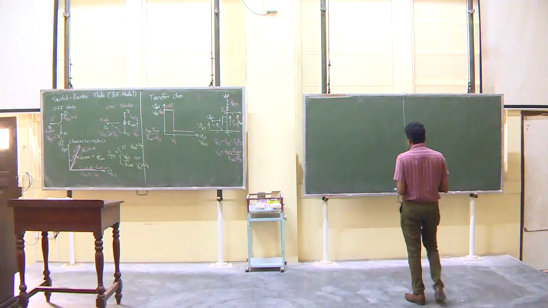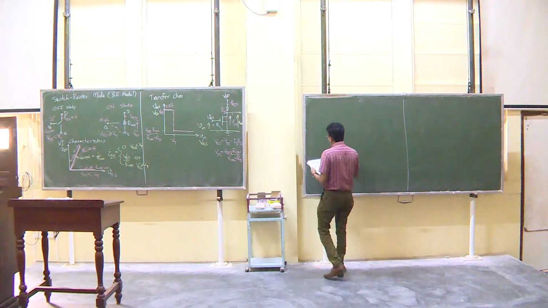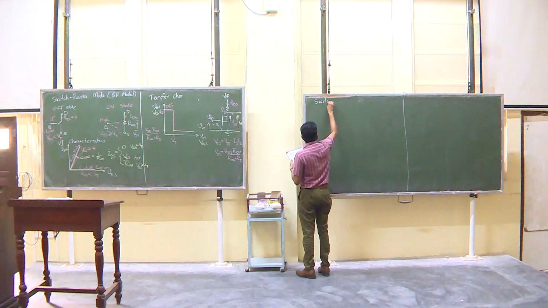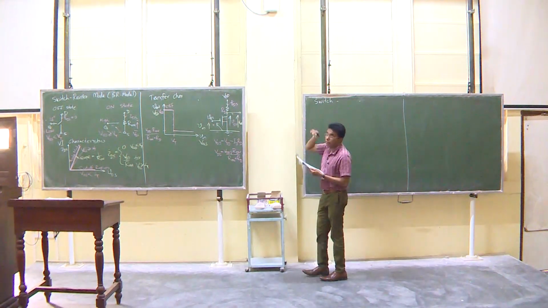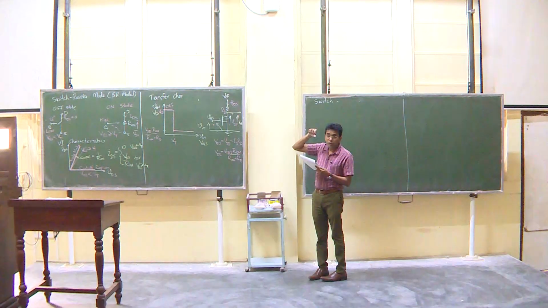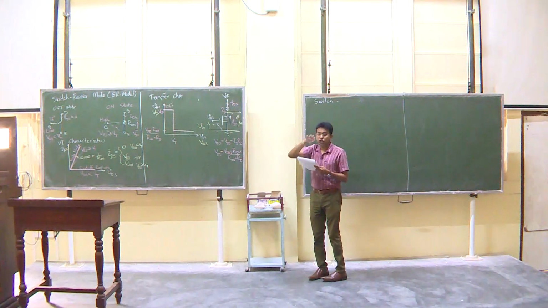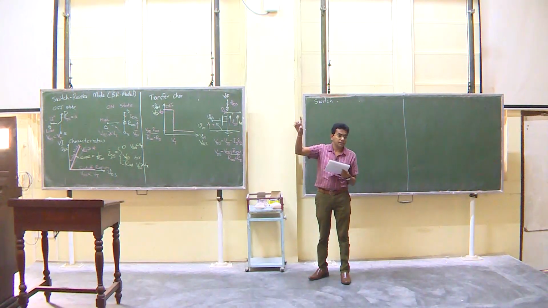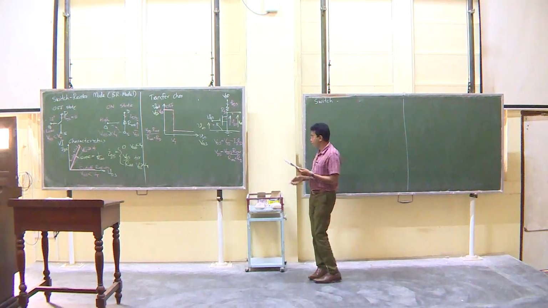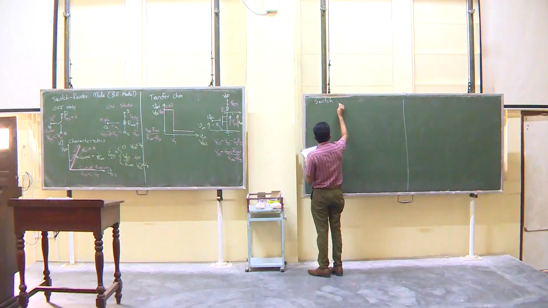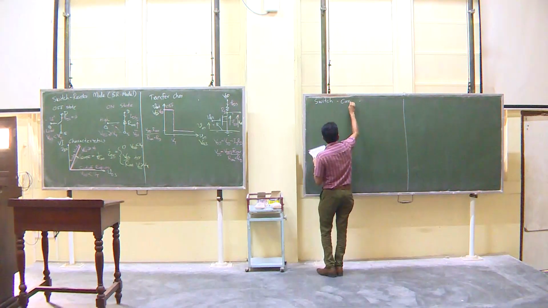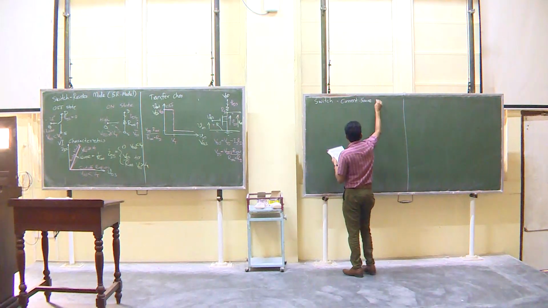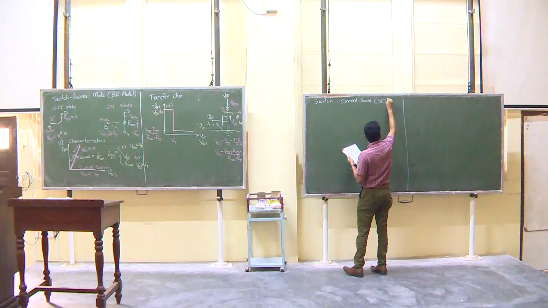So to do that, we actually use what is called the switch current source. Instead of a resistor, we are going to use it as a current source. Why? Because there is a relationship between VGS and IDS. If you can remember, we will put it down. Switch current source model.